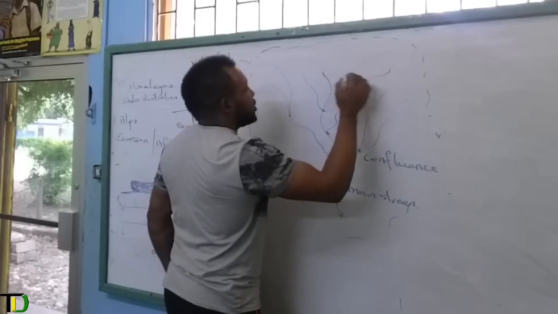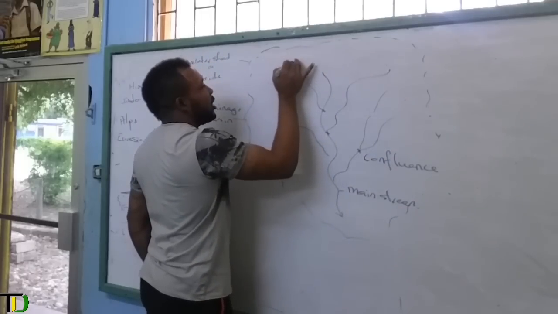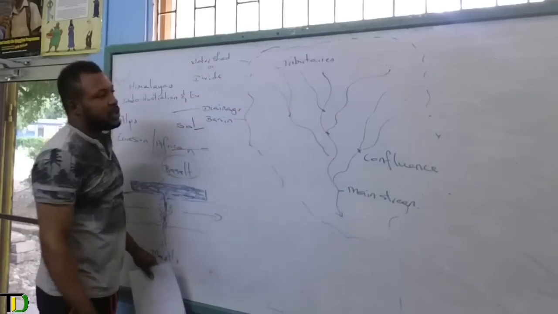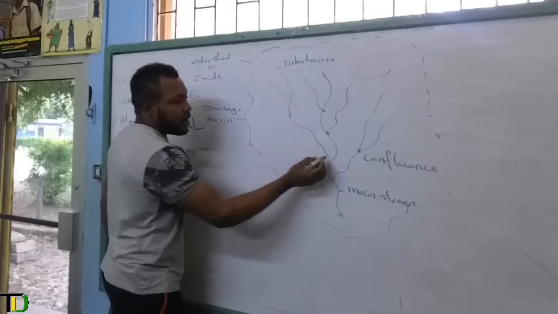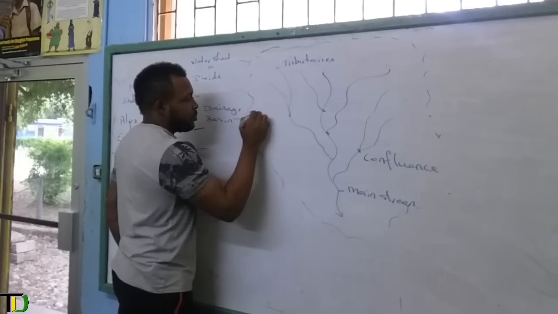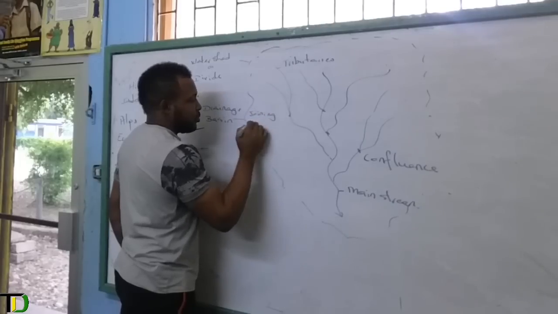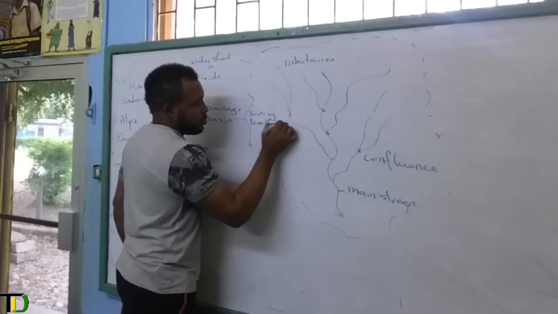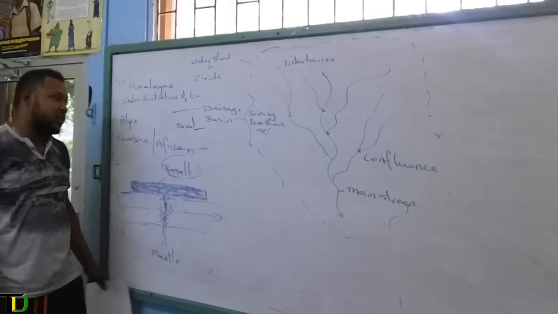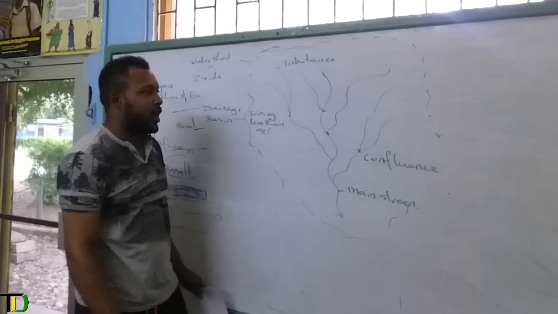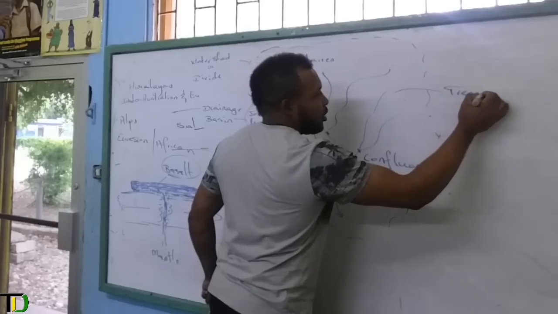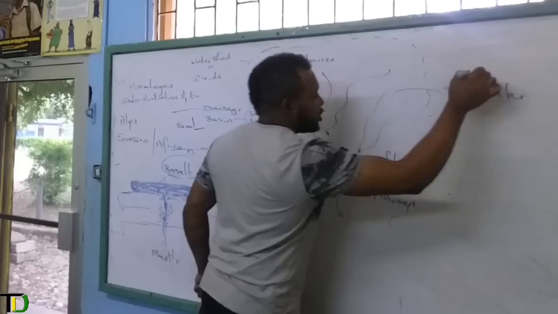Then we have smaller streams that join, we call them tributaries. But what we need to pay attention to now is that the tributaries are joining other tributaries and the main stream at angles less than 90 degrees. So when you look at it now, the tributaries, when they join the main stream, give the drainage pattern a tree-like appearance.